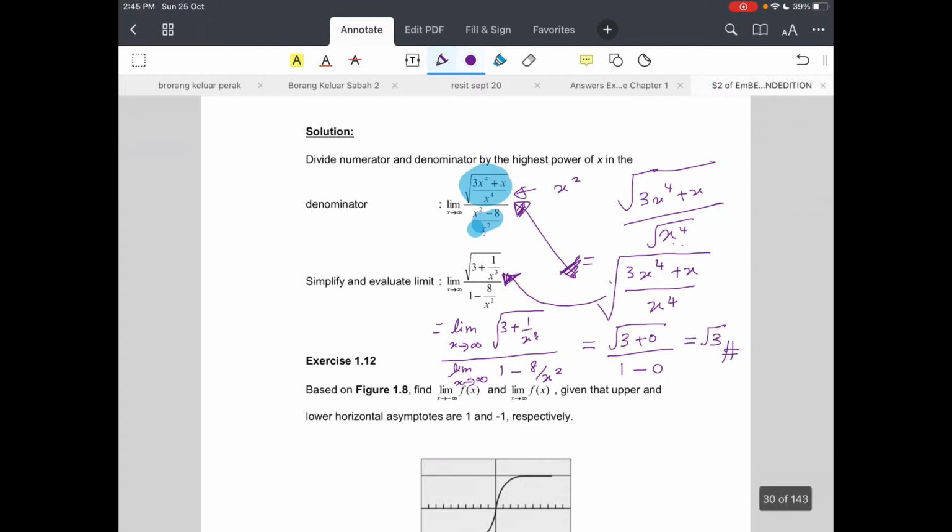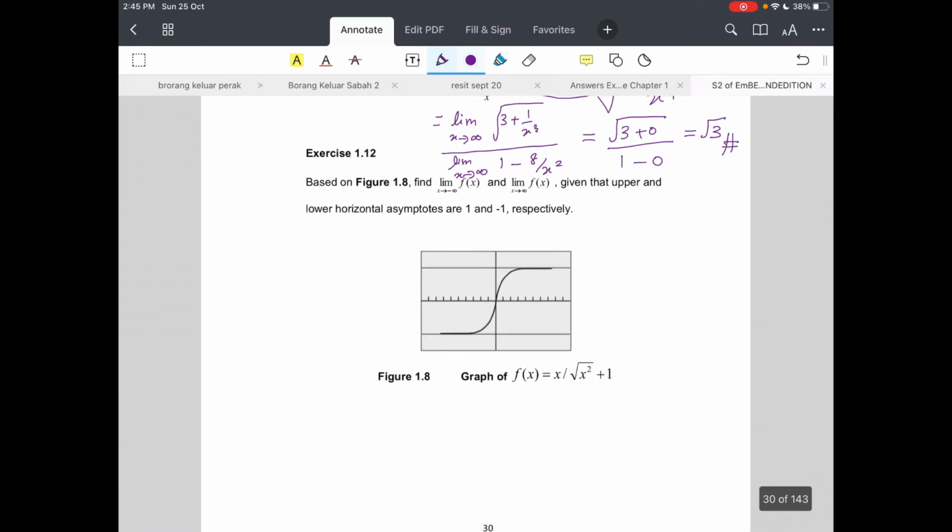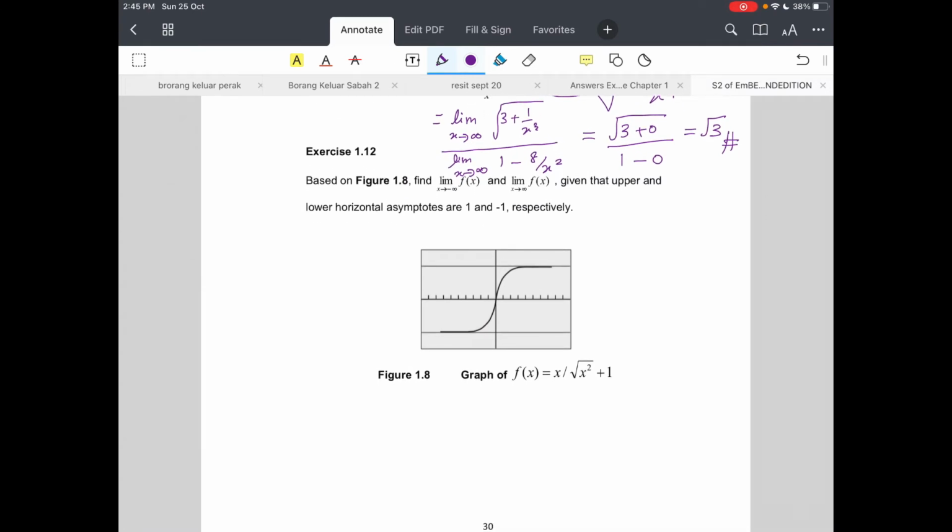Is that clear? Yeah. And for exercise 1.12, it's pretty simple. Based on figure 1.8, find the limit as x approaches negative infinity and as x approaches positive infinity, given that this is the upper horizontal and lower horizontal.